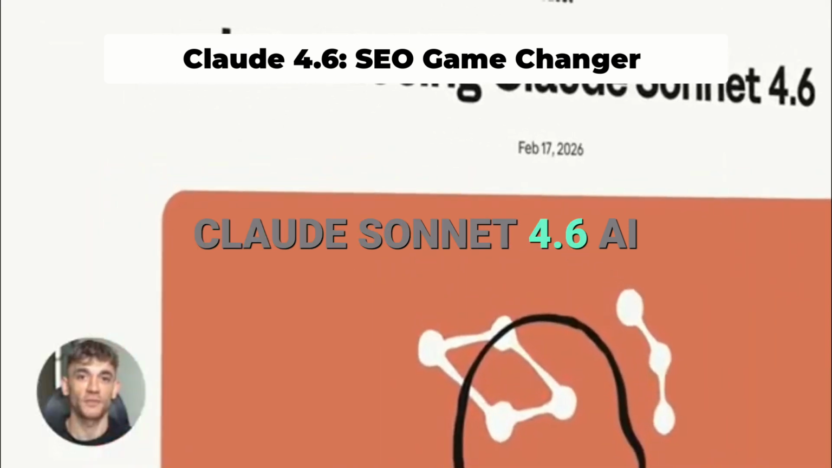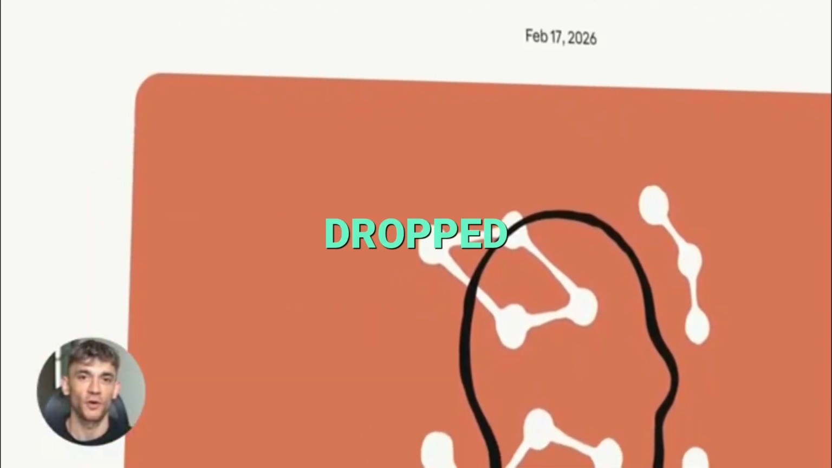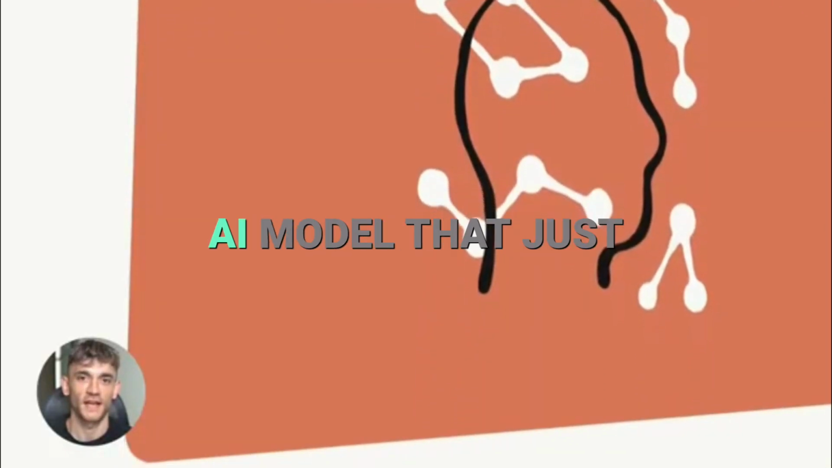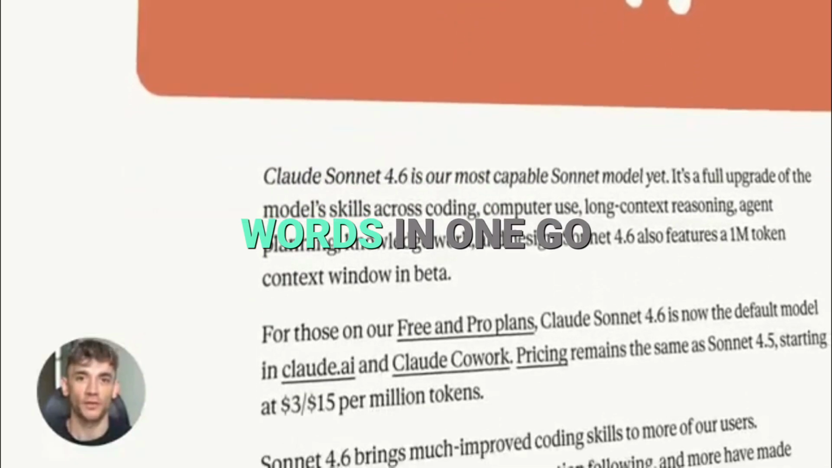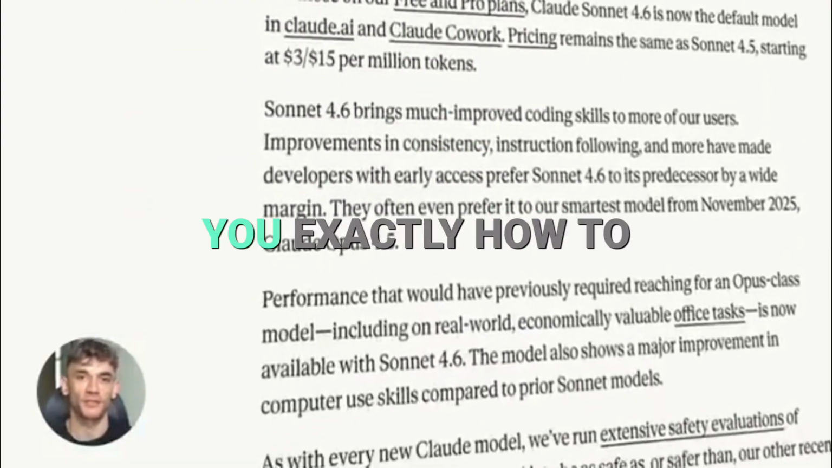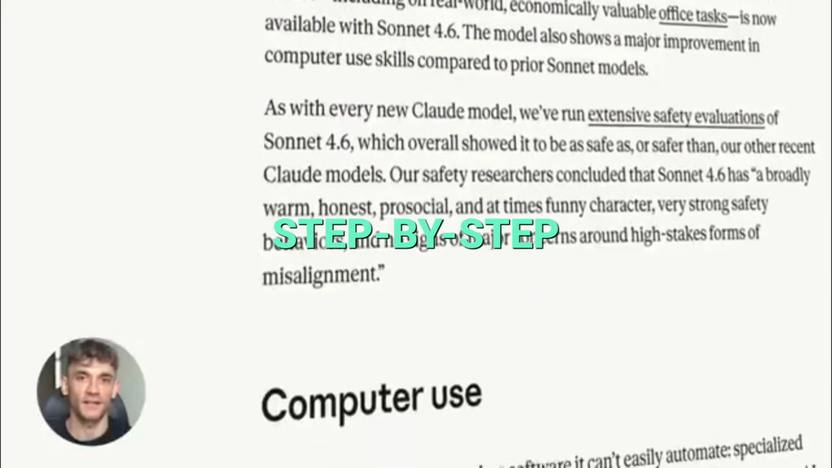Claude Sonnet 4.6 AI SEO is insane. Claude Sonnet 4.6 just dropped, and it changes everything for SEO. Today, I'm going to show you a brand new AI model that just came out today. It's smarter, it's faster, it reads 1 million words in one go. And the best part, you can use it for free. I'm going to show you exactly how to use this thing to crush your SEO. Step by step, no fluff.